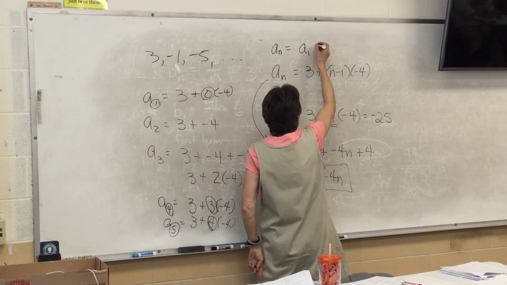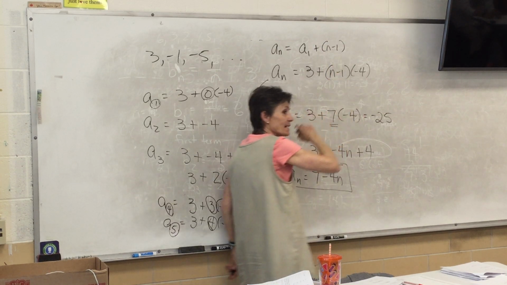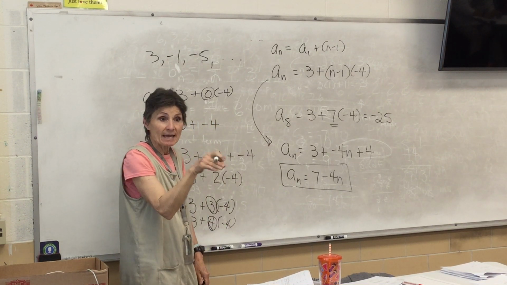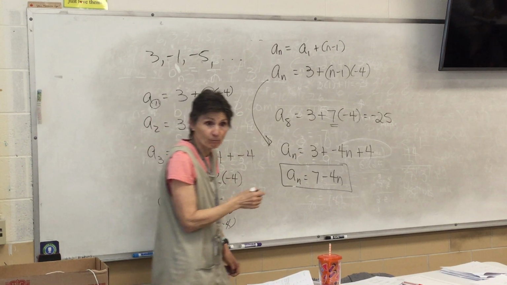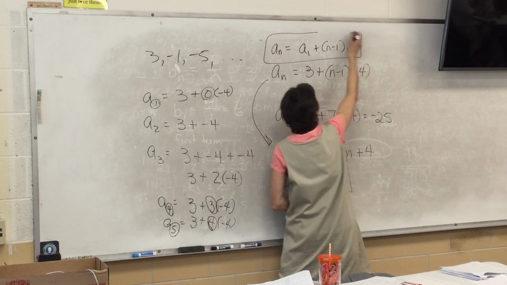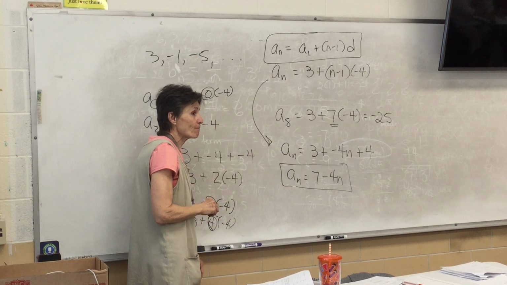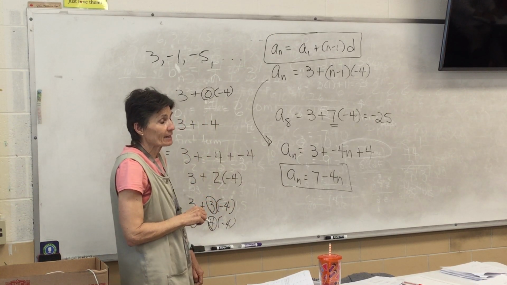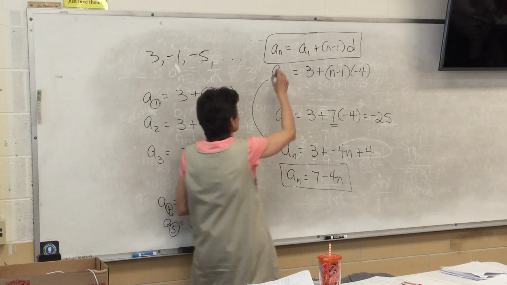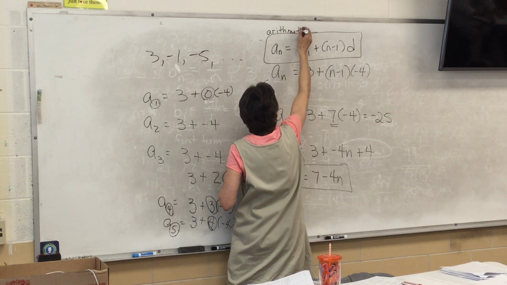Then we have this n minus 1. Where did that negative 4 come from in this problem? That's what I kept adding. We call it the common difference. So I'll call it D. Write this down, guys. That's your formula for every arithmetic sequence. If the sequence is arithmetic, this will find your term.